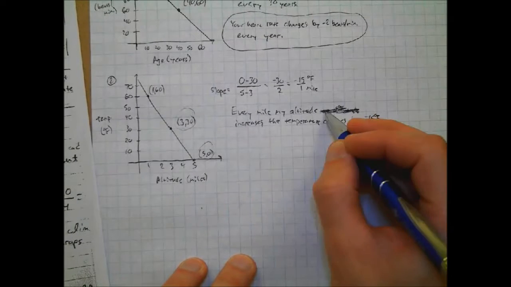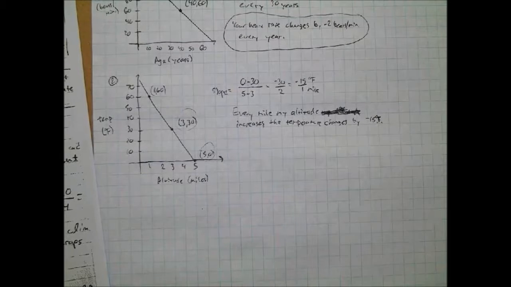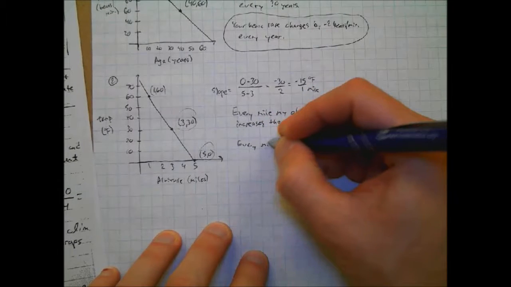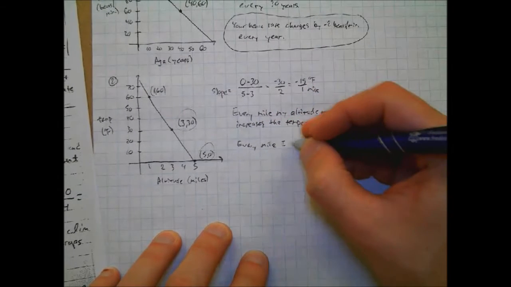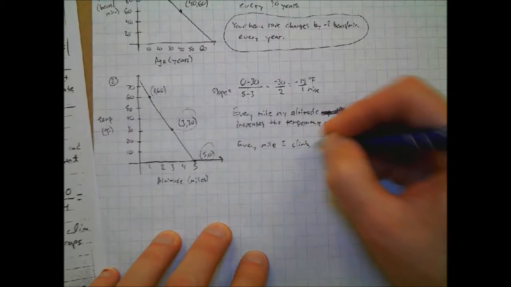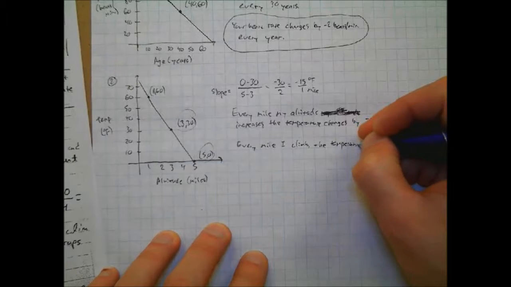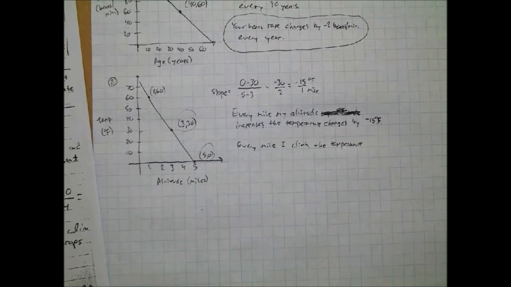Every time my altitude increases, the temperature changes by negative 15 degrees. You could say for every mile I climb, the temperature drops 15 degrees Fahrenheit. That's another way to say it. Every mile I climb, the temperature drops 15 degrees. So you'll notice I don't have to say negative 15 because the word drop indicates negative.